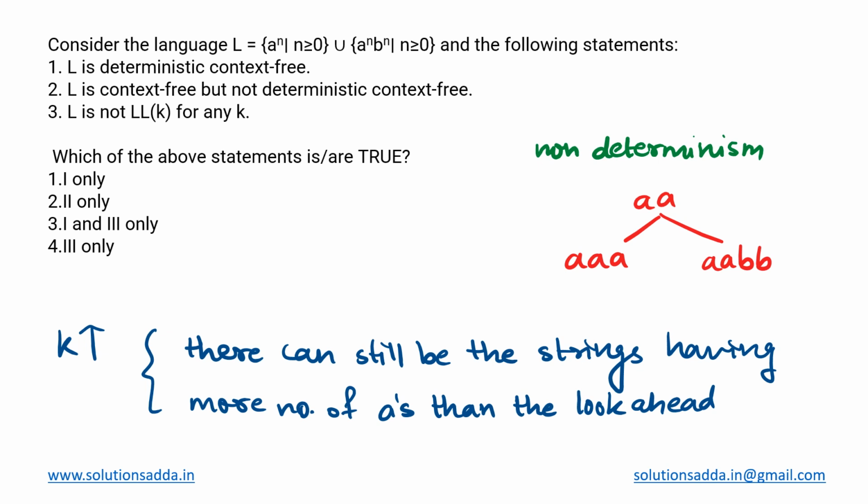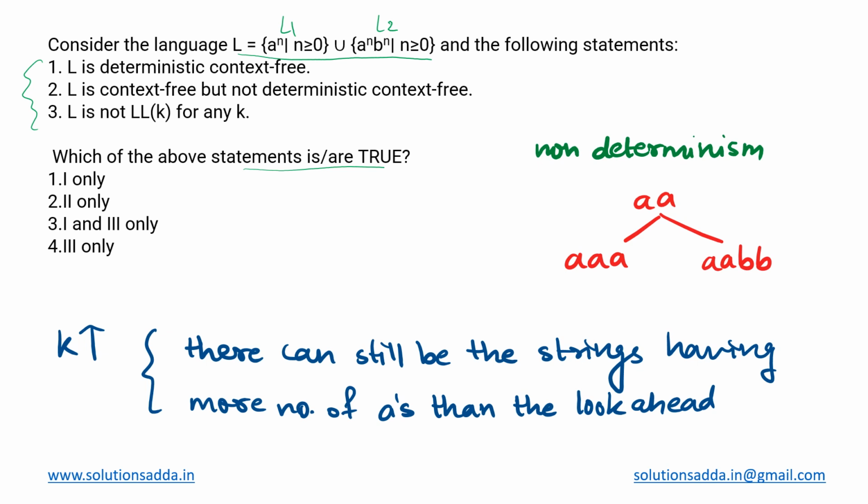Say question. We have been given language L, that is a union of these two languages. Let us call them L1 and L2. So now for this language L, there have been given three statements, and from them we need to determine which of them is or are true. So let us first analyze what kind of language is this L.